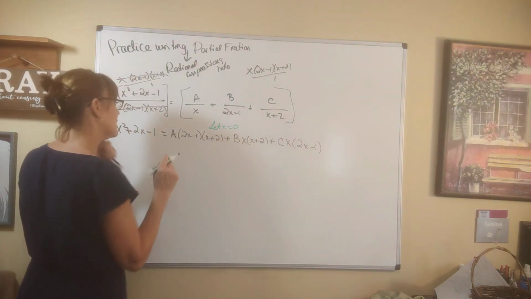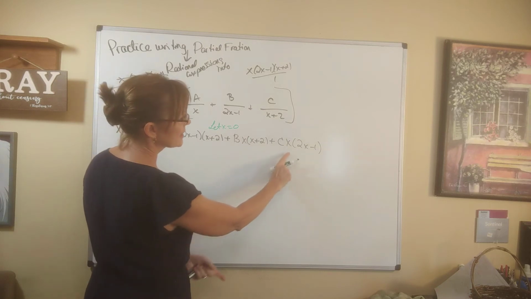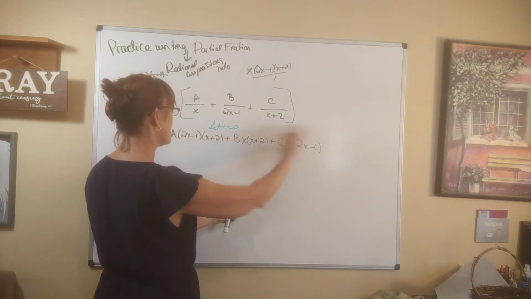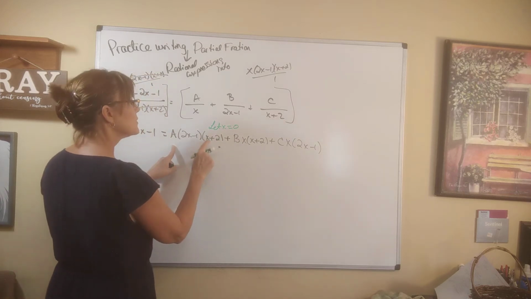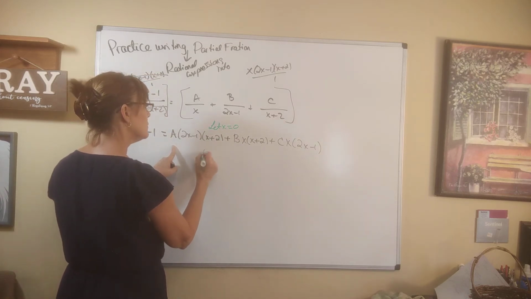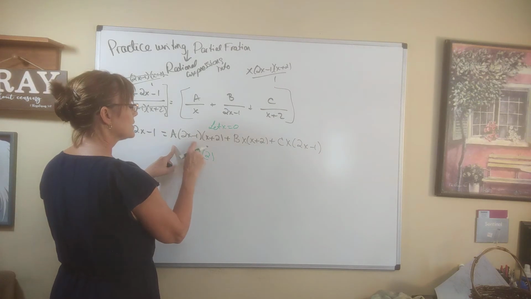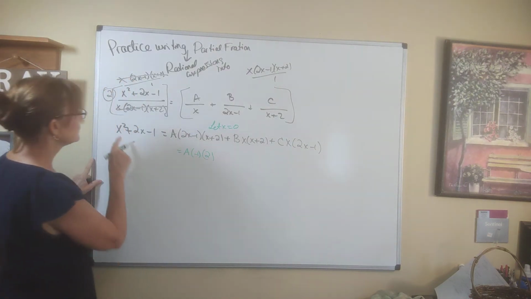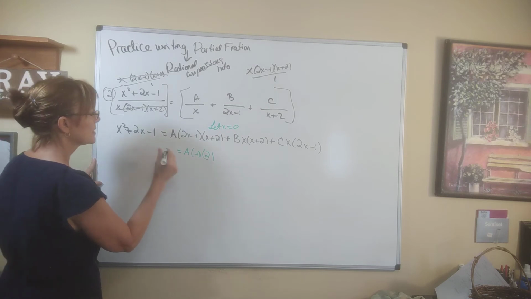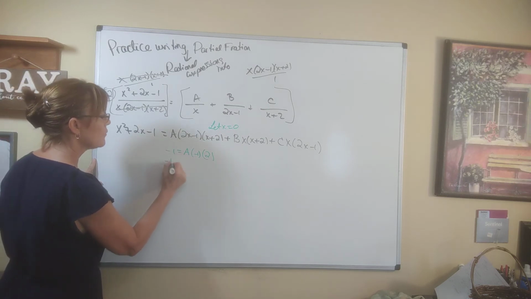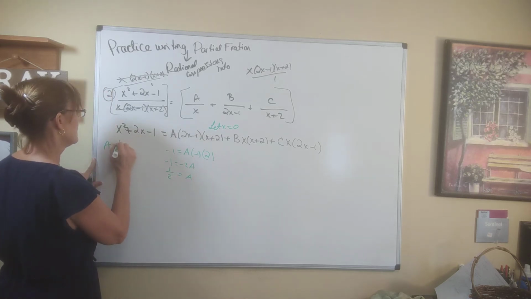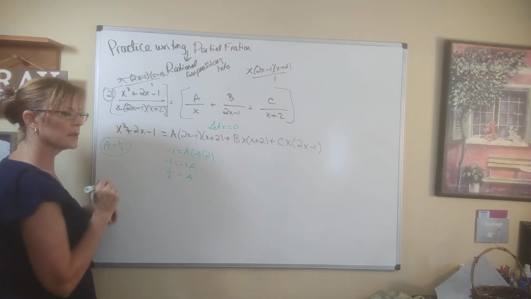Okay, what happens if I do that? Well, on this side, if I let x be 0, 0 times anything is 0, gone. I'm just left with this term. So 0 plus 2 is a 2. 0 minus 1 is a negative 1, times an A, is equal to 0 plus 0 minus 1, or minus 1. And I get that negative 1 is equal to negative 2A, or that A is equal to 1/2. And that helped me quickly solve for A.